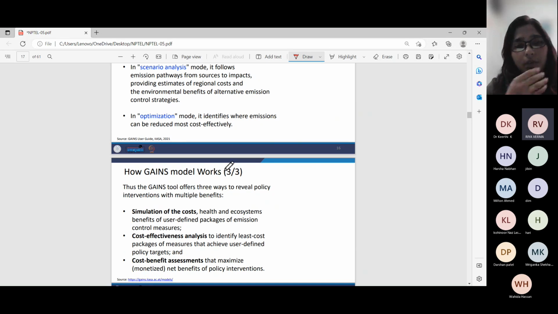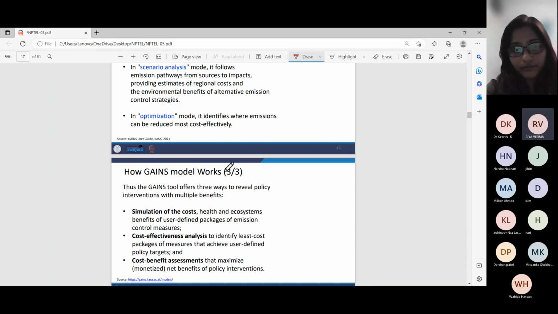So how does the GAINS model work? Basically, it reveals three ways to evaluate policy interventions with multiple benefits. First is the simulation of the cost, next is the cost effectiveness analysis, and third is the cost benefit assessment. So, simulation of the cost: basically, the health and ecosystem benefits of user-defined packages of emission control measures.